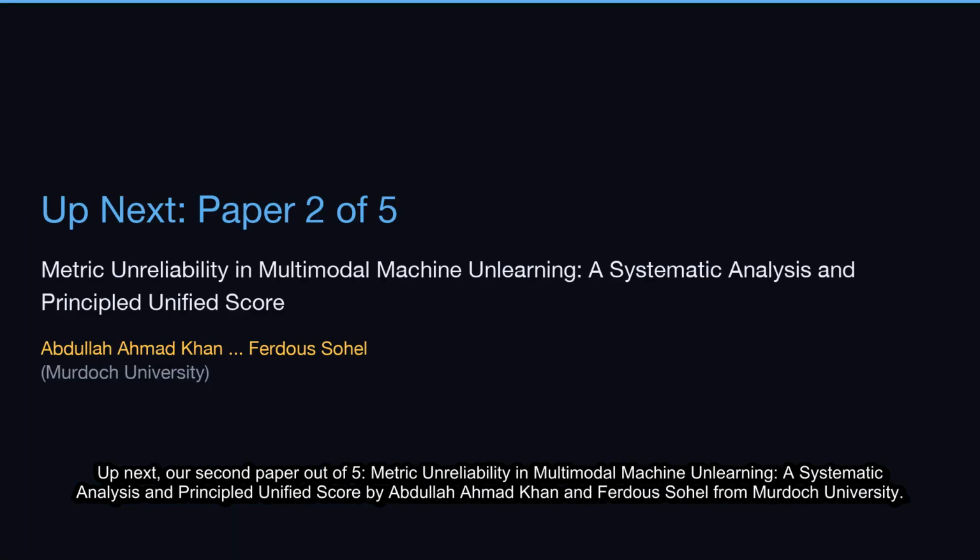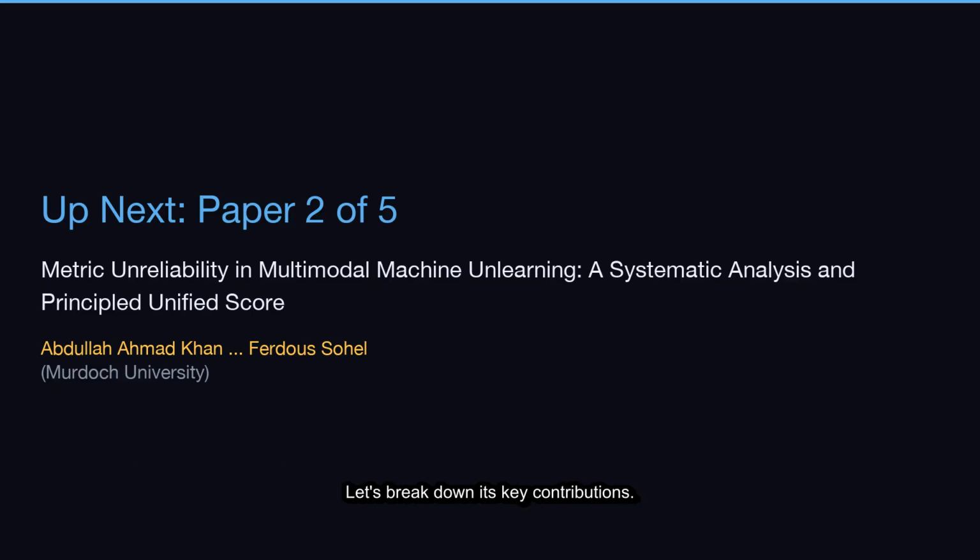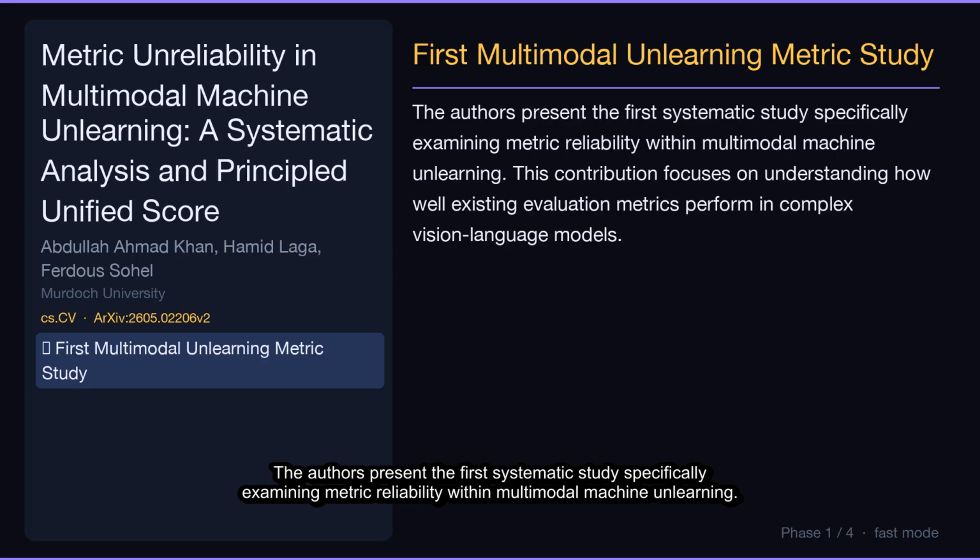Up next, our second paper out of 5, Metric Unreliability in Multimodal Machine Unlearning, a systematic analysis and principled unified score by Abdullah Ahmad Khan and Ferdas Sohail from Murdoch University. Let's break down its key contributions. The authors present the first systematic study specifically examining metric reliability within multimodal machine unlearning. This contribution focuses on understanding how well existing evaluation metrics perform in complex vision language models.